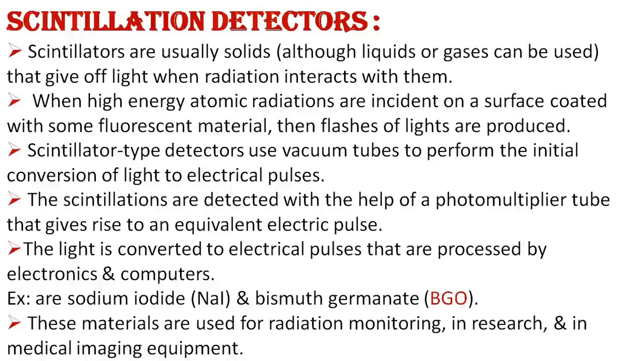The scintillations are detected with the help of a photomultiplier tube that gives rise to an equivalent electric pulse. The light is converted to electrical pulses that are processed by electronics and a computer. Examples: sodium iodide, that is NaI, and bismuth germanate, that is BGO. These materials are used for radiation monitoring in research and in medical imaging.